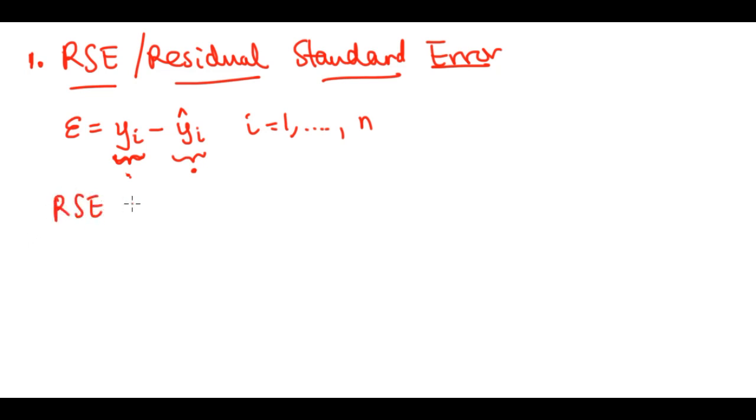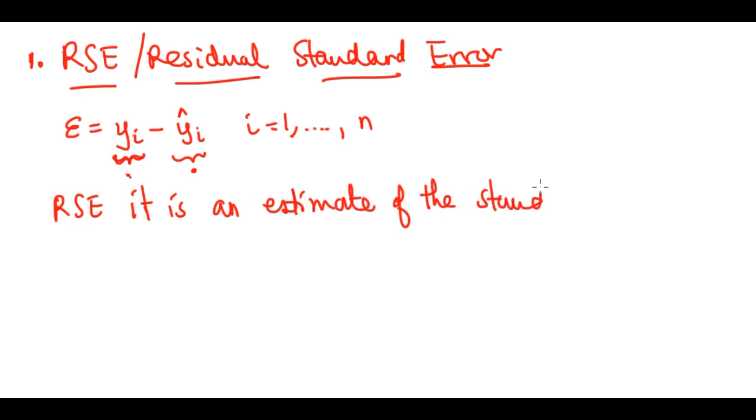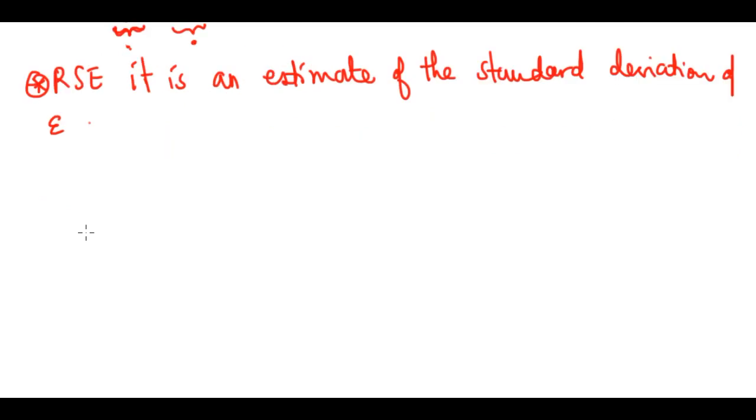it is defined as an estimate of the standard deviation of E. Yeah, it's defined as the standard deviation of E. We're going to see, in simpler terms, what that means, right? Roughly speaking, what this means is it is the average amount that the response will deviate from the true regression line.